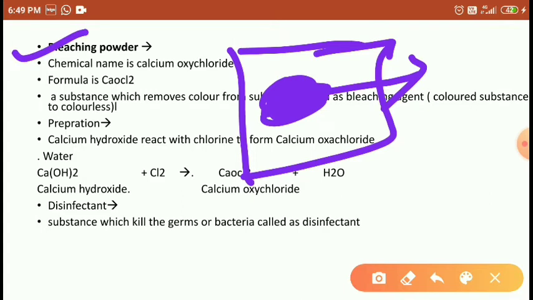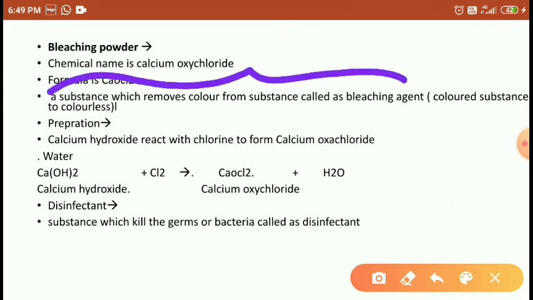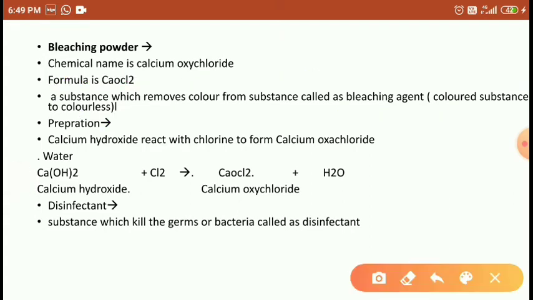If we wash this cloth or handkerchief with the help of bleaching powder, then the bleaching powder removes the color impurity. It removes the color impurity completely. So the substance which removes color from a substance is called a bleaching agent, right? A bleaching agent has one more description: it makes a colored substance colorless. Right students?